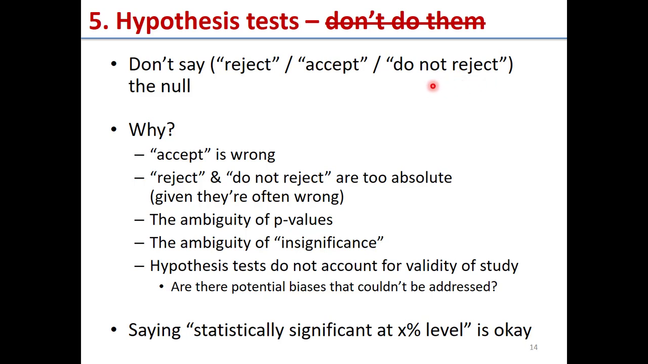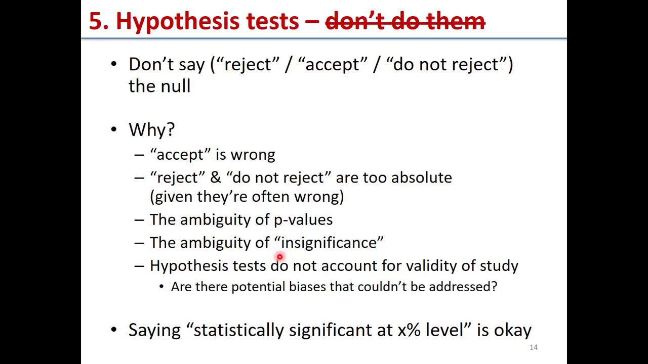And this is why. Okay, first, accept is wrong, as we just discussed. Basically, you rather should say do not reject. You can't accept, there's no evidence. Okay, that said, reject and do not reject, in my view, are just way too absolute, especially given the fact that they are often wrong. We get these type 1 and type 2 errors. Also, as we just learned, there is ambiguity in p-values, and there's ambiguity in insignificance. We don't know what it means because there are so many possibilities.